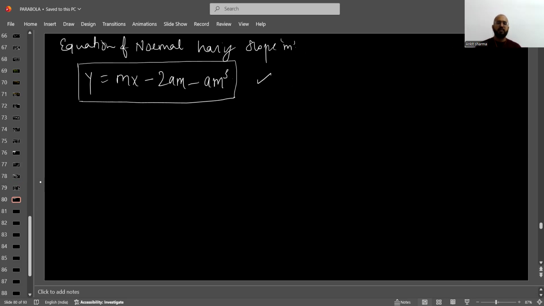Whenever we're solving a particular problem and we need to assume the equation of normal, we always assume the equation of the normal to be this, that is y equal to mx minus 2am minus am cube.